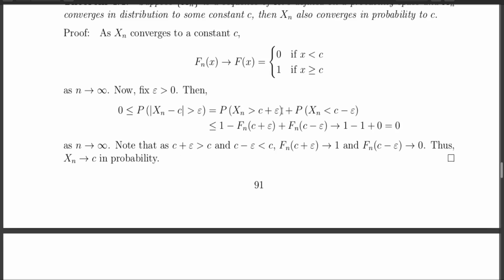Okay, so this is a very special case: if X is a constant random variable, that means probability that X equals c is 1, then Xn converging to c in distribution implies that Xn converges to c in probability. But in general, obviously, this is not true, as we have seen with one example.